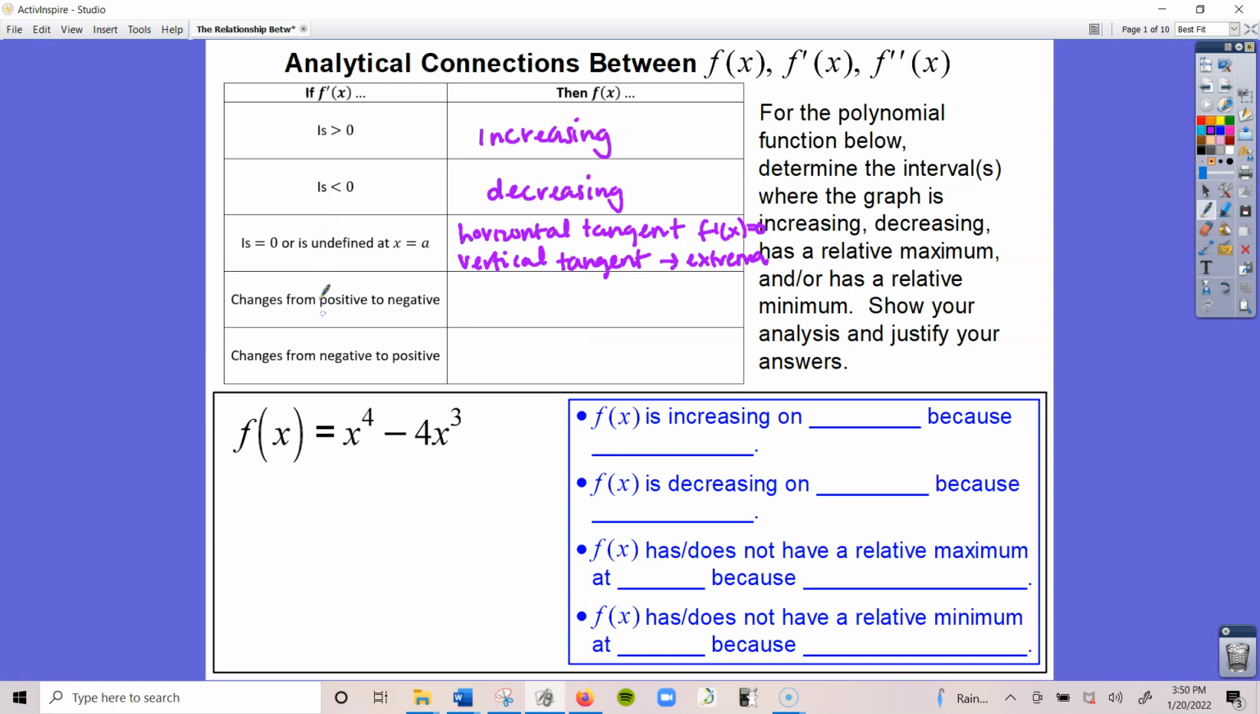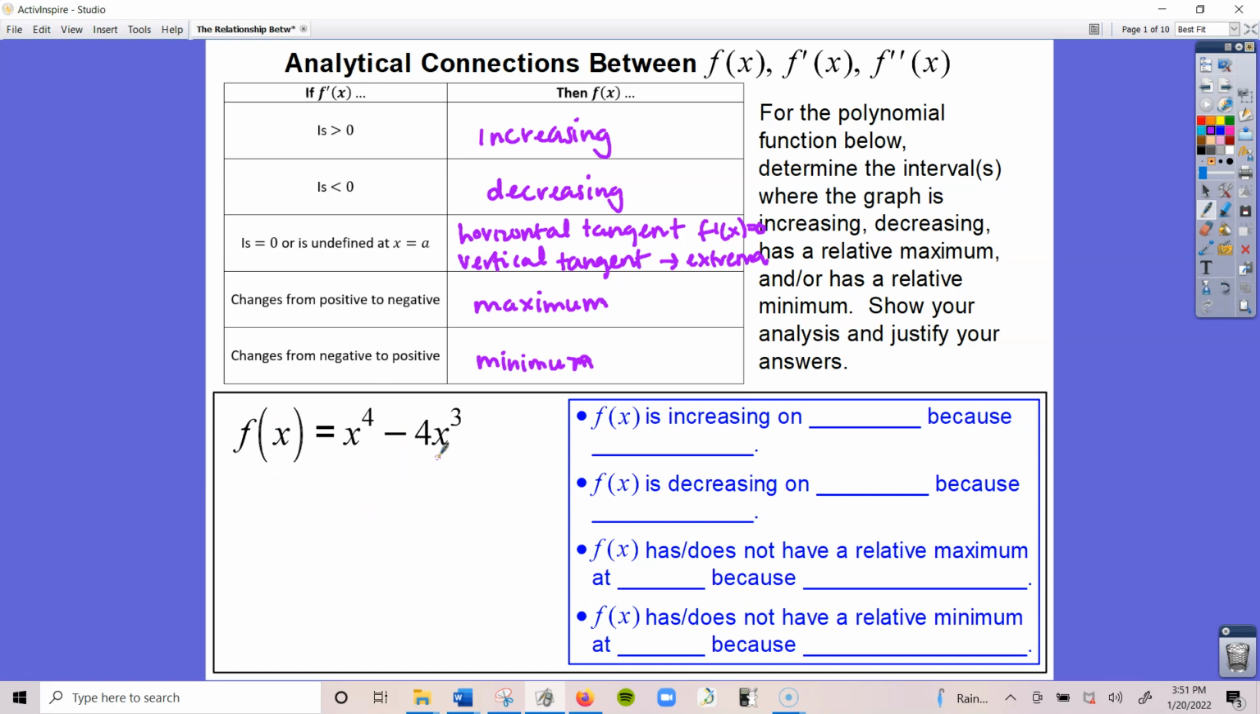If f prime of x changes from positive to negative, that indicates that we have a maximum. And finally, if f prime of x changes from negative to positive, that indicates that we have a minimum. So let's review this process before we start introducing the second derivative.